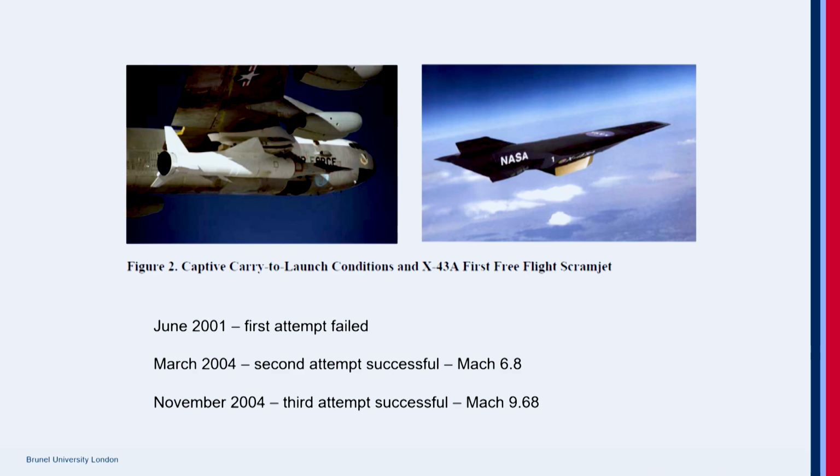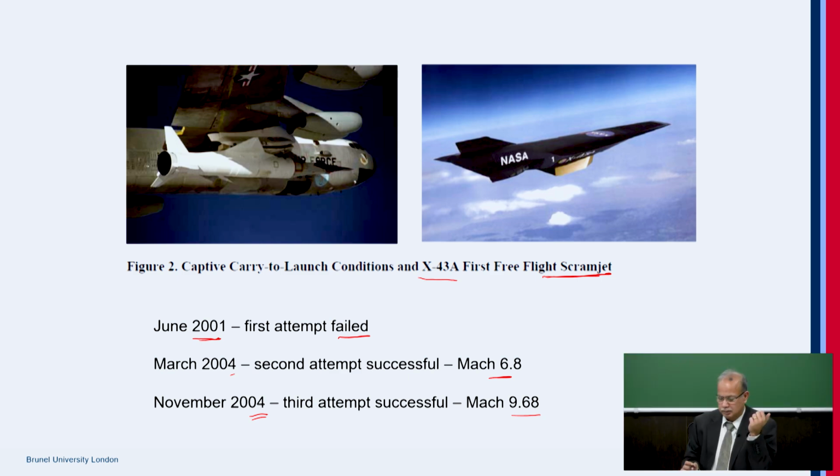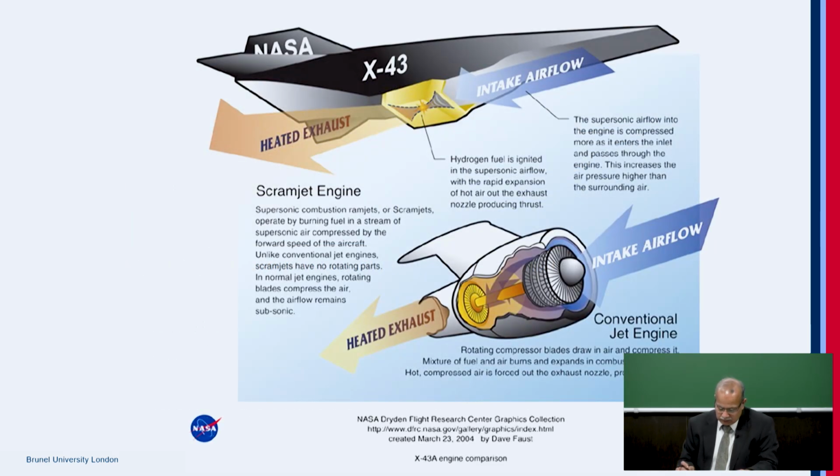Here is X-43. The first pre-flight SCRAMJET was tested in 2001, June. The first attempt failed. And in 2004, March, the second attempt was successful, Mach 6.8. In November 2004, the third attempt was successful, Mach 9.68. It flew for maybe 10 to 12 seconds. That's the demonstration of concept. Then afterwards, it landed in the sea. Yeah, that's all. So it's still in the development phase.